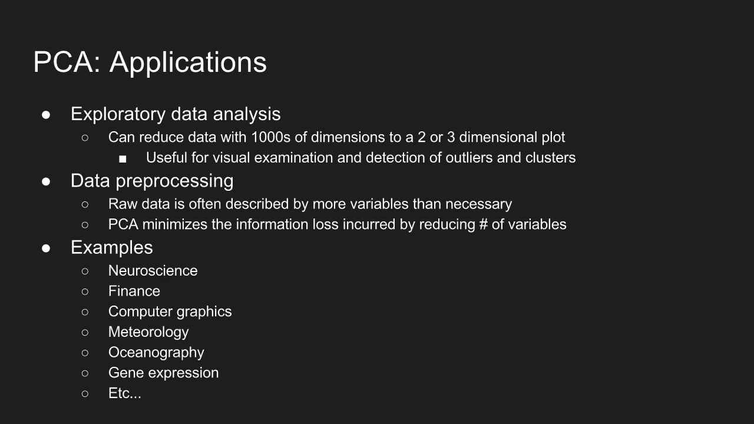But some popular examples of PCA are in neuroscience, finance, where maybe I have a very large portfolio and all these different stocks I'm looking to trade, and I really only care about 3 or 4 important ones that are affecting the value of my portfolio at a high level. Computer graphics, meteorology, oceanography, gene expression, the list goes on and on.